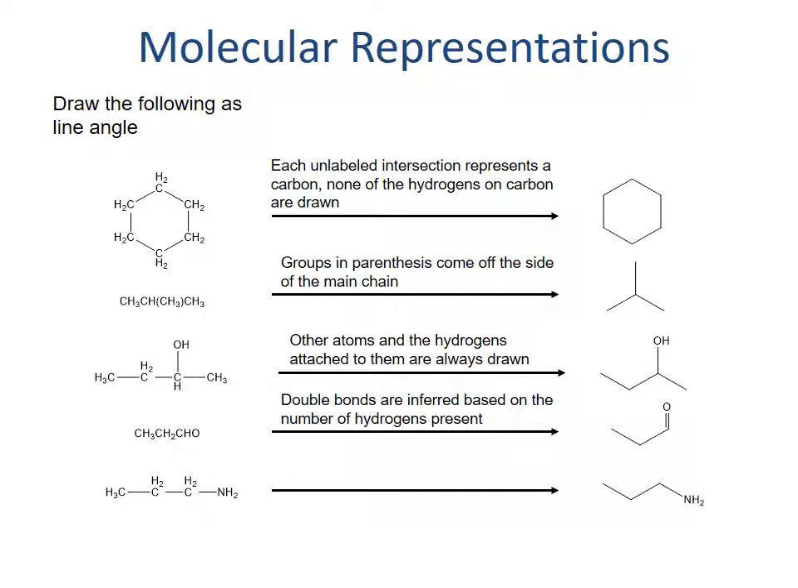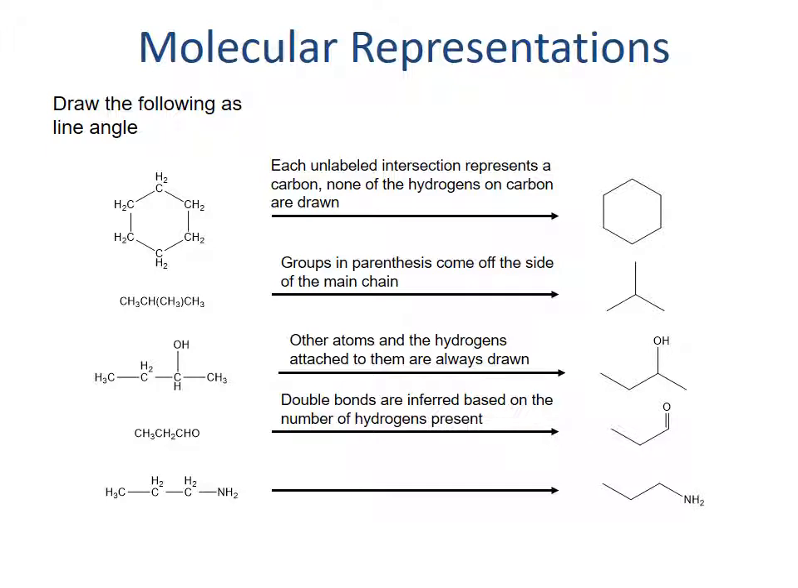So these are the answers to the line angle structures. Notice for the top molecule, each unlabeled intersection represents a carbon. None of the hydrogens on the carbon are drawn, but we still just draw a hexagon like we had before. The second molecule down has a group in parentheses. Groups in parentheses are a way of indicating that they're coming off of a main chain. So if we have a CH3 that's bound to a CH, and then bound to a CH3, and then another CH3, we draw that as you see on the right.